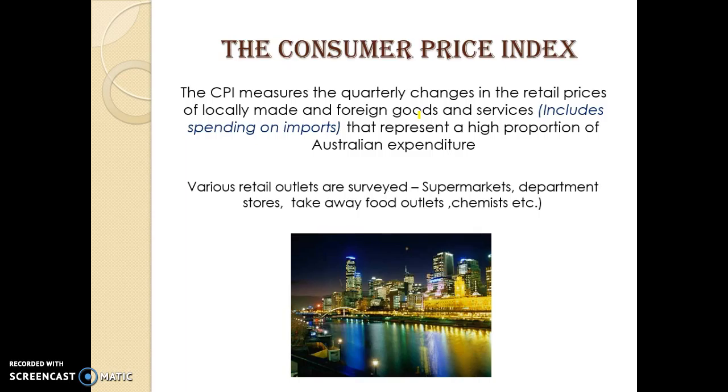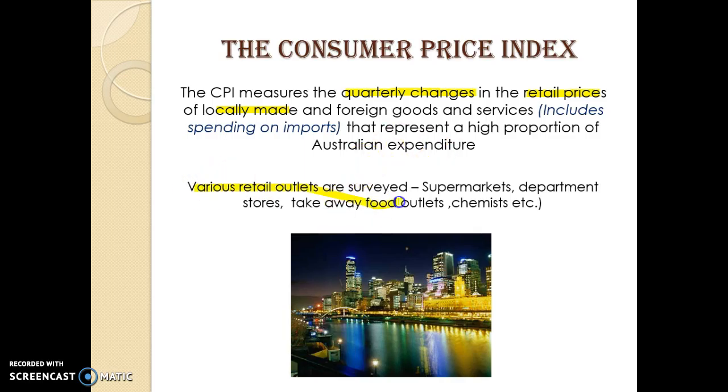So basically what they do is the ABS go around to different retail outlets. So they'll go around to Coles and Woolworths and JB Hi-Fi and all these different stores to see if their prices have increased or decreased. So every 3 months they go around to see what the quarterly changes are in the average price of goods and services. And they will survey the prices of both locally made and imported products because they want to get an indication of what we're spending our money on.